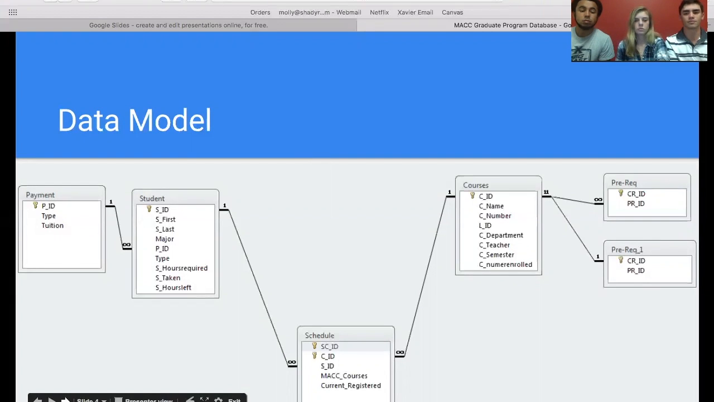The courses table consists of a course ID, course name, course number, a level ID, which consists of 3 levels: lower, intermediate, and upper level courses, a course department, course teacher, a semester in which the course is offered, and number enrolled, which determines how many students will be enrolled in the course in a given semester. The courses table also has a recursive relationship with prerequisites, as one course can serve as a prerequisite for another higher level course, and that course can serve as a prerequisite for another higher level course.